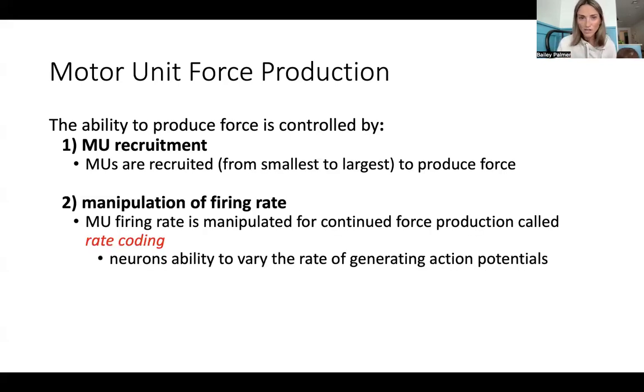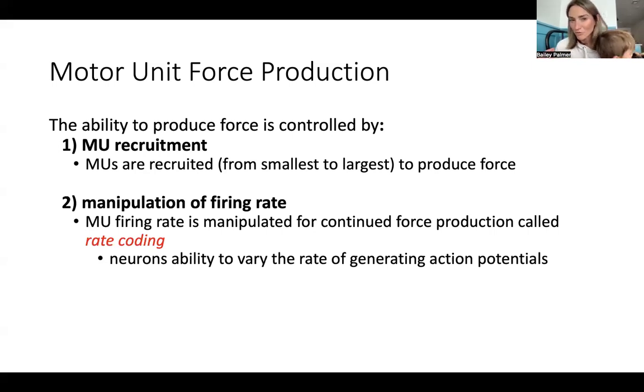The second one you've probably heard of, but it may be a little bit of a new concept to you, is manipulation of firing rate. So we have motor units that fire, right? And this firing is basically how quickly they are able to continue their firing once they're recruited, or over time, how can they hold on to that force producing ability? Motor unit firing rates are manipulated for controlled force. And this is what we call rate coding.